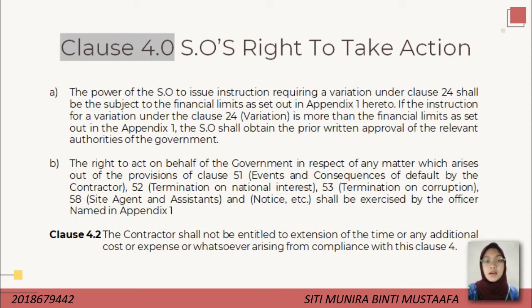Maksudnya, hak bertindak bagi pihak kerajaan berkenaan dengan sesuatu perkara yang bakal timbul dari peruntukan Klausa 51 iaitu mengenai peristiwa dan akibat dari kemungkiran oleh kontraktor. Klausa 52, penamatan kepentingan nasional. Klausa 53 iaitu penamatan rasuah. Klausa 58, ejen dan pembantu tempat. Dan last sekali iaitu Klausa 66 iaitu berkenaan dengan notis dan lain-lain.